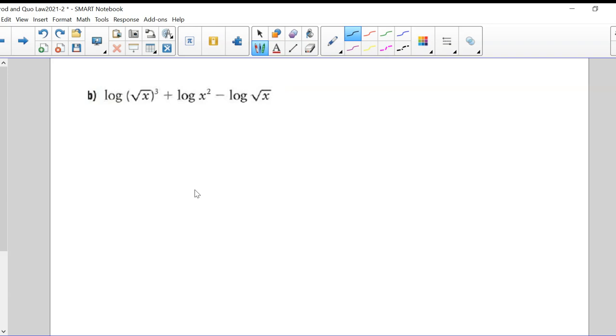Okay. So why don't we call this thing here? Can anybody think of how we might do this? And let me get some ideas from you first. I'm trying to simplify this thing. Any ideas on how I can simplify this? The log of the square root of x to the power of 3 plus the log of x squared minus the log of the square root of x. Is there a way that I can express these differently, is my question.